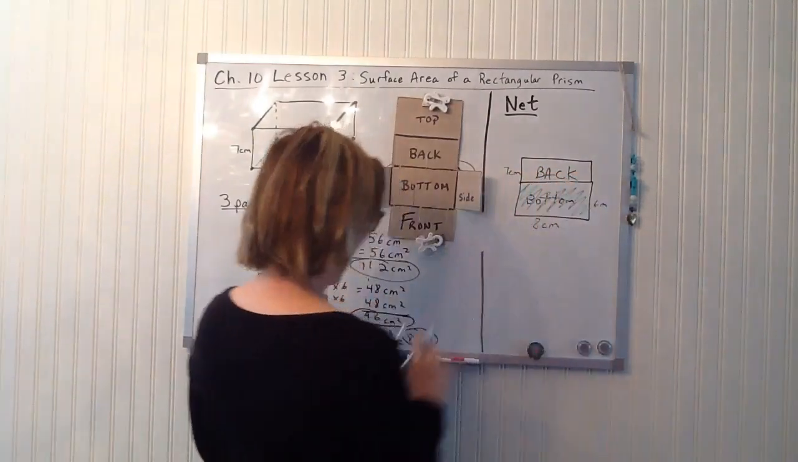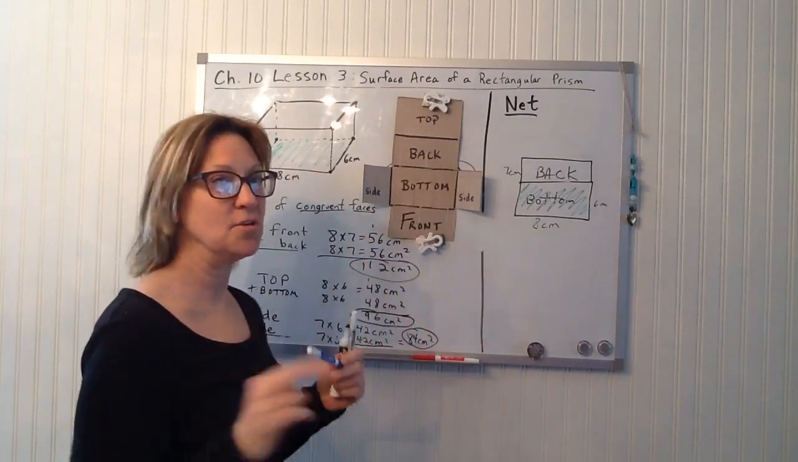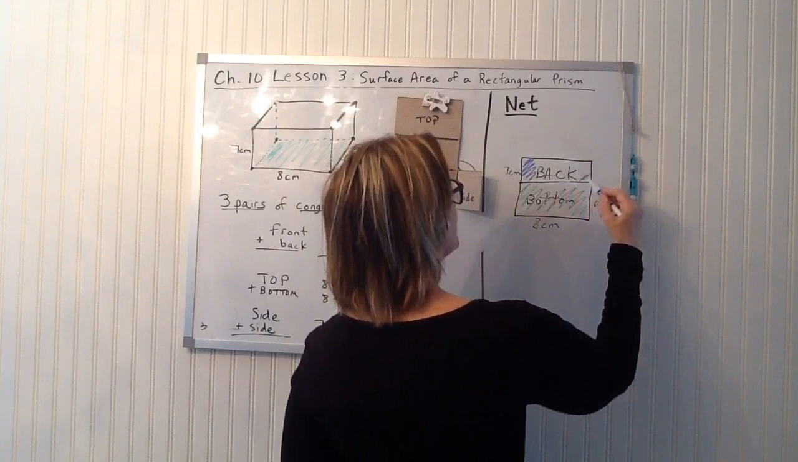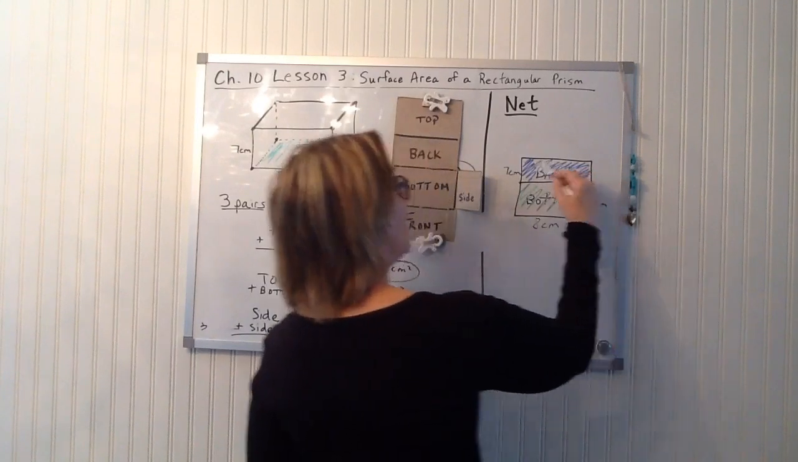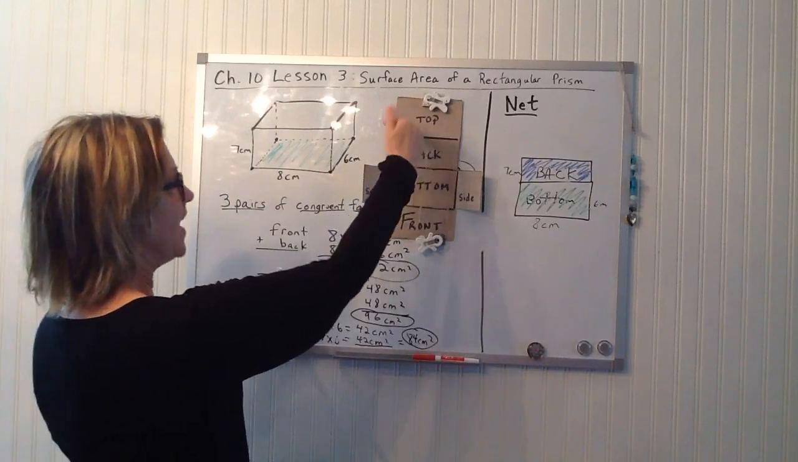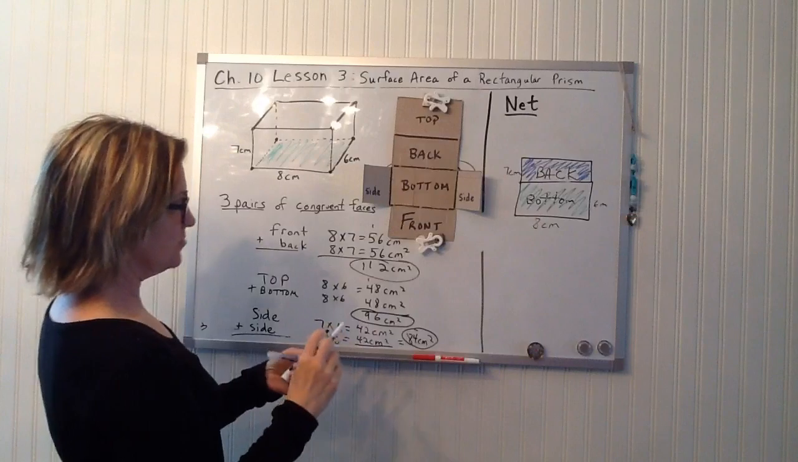I'm going to make the back a different color because remember that we have the 2 pairs that are congruent. So the back and the front are going to be the same. The bottom and the top are going to be the same. After the back, I have the top that would fold over the top. So I'm going to draw the top.